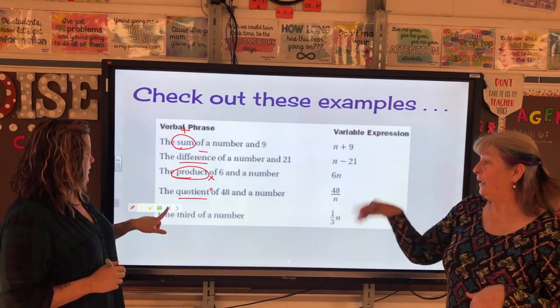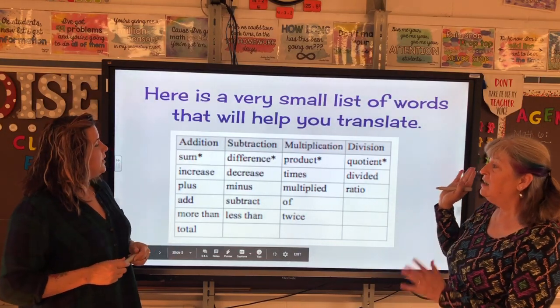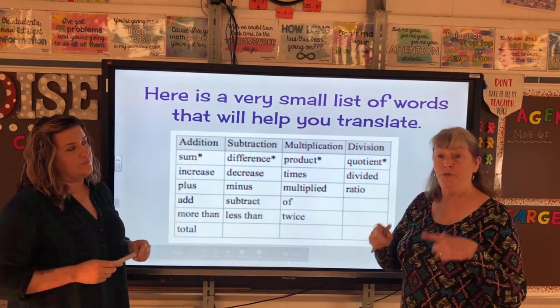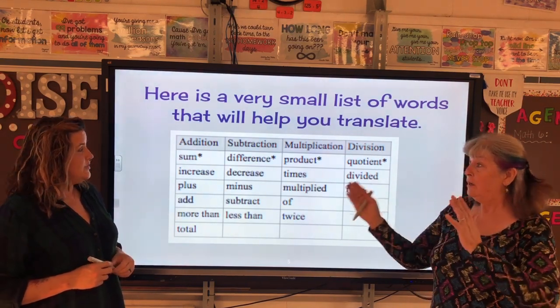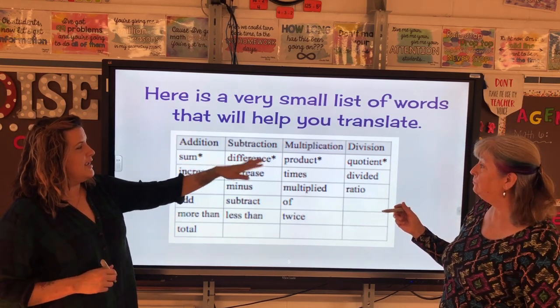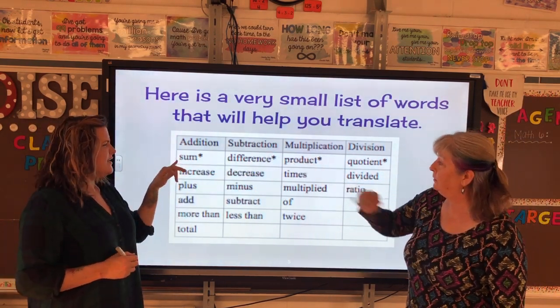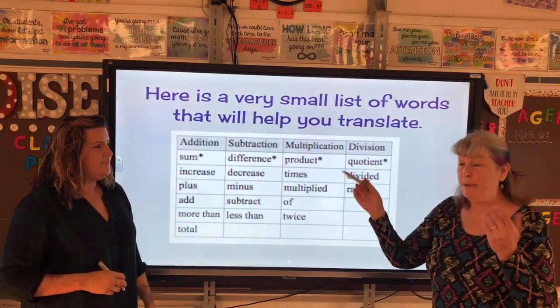The next two are just some examples. This is a small list, so if you're working, pause it and have it on another screen. Pause and write this list down, because these are words that mean add, subtract, multiply, and divide. It's not always going to be sum, difference, product, quotient. Those are the most common.